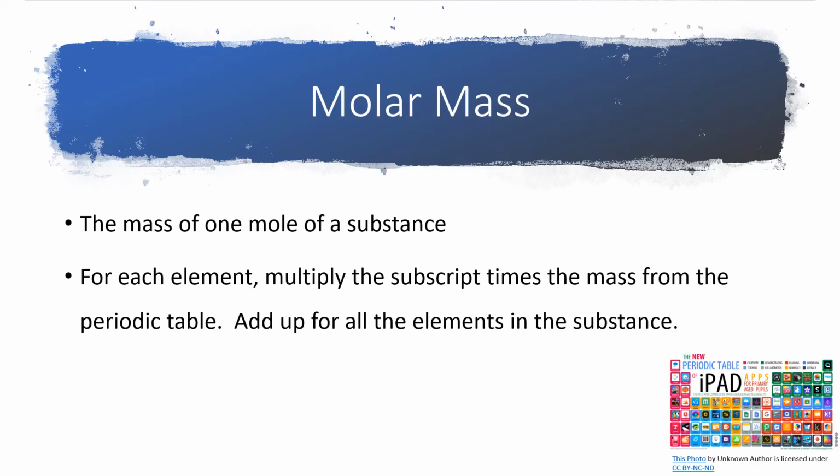The molar mass is simply the mass of 1 mole of a substance. It's reported in grams. For all of the elements that are present in a compound, we're going to multiply the subscript on that element in the chemical formula times the mass that we get for the element off of the periodic table. The mass that we're looking for is the average atomic mass, so it's the number that has the decimal places after it in the periodic table. Once we've done that for one element in the substance, we'll repeat that for all of the other elements and add up those numbers to get the total molar mass.